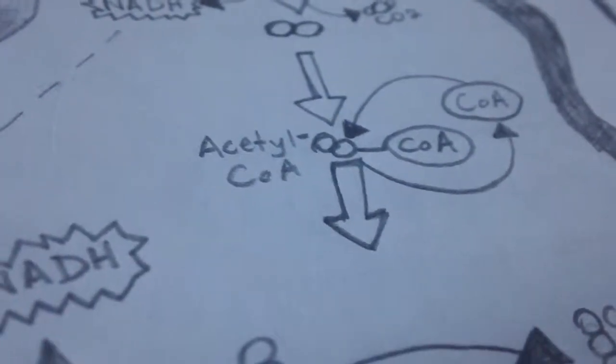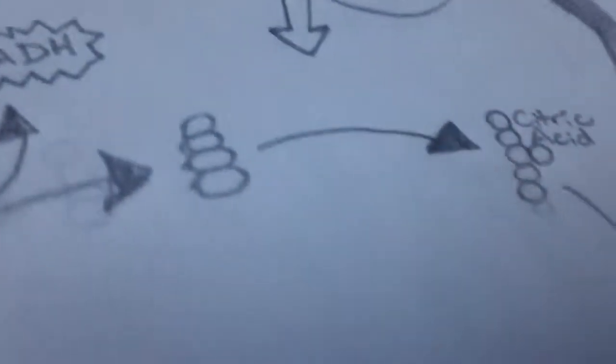And then finally you're left with the 4-carbon molecule that's going to get hooked to the 2-carbon molecule, acetyl CoA, and the cycle just starts all over again. But now we're going to look at all the NADHs and FADH2s that are going to go down into the electron transport chain, which is the final process of cellular respiration.